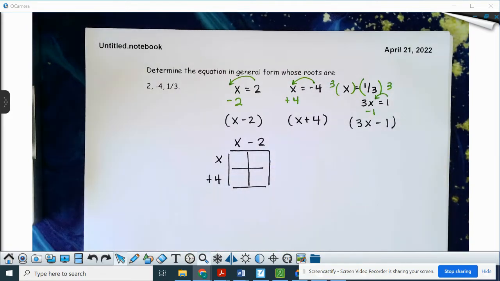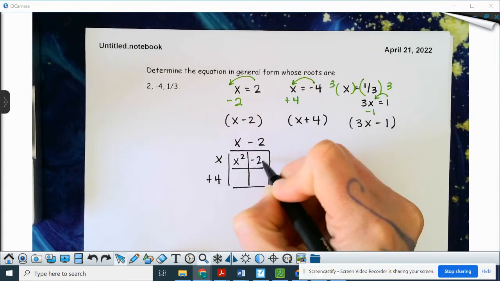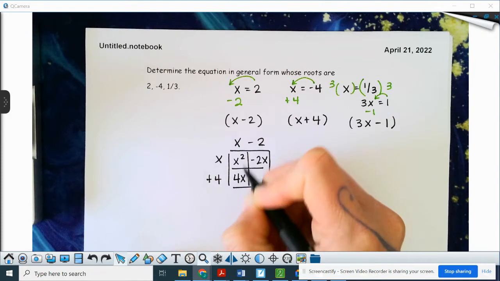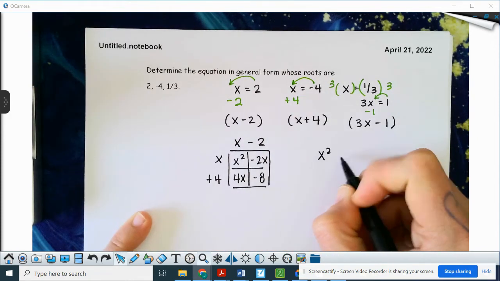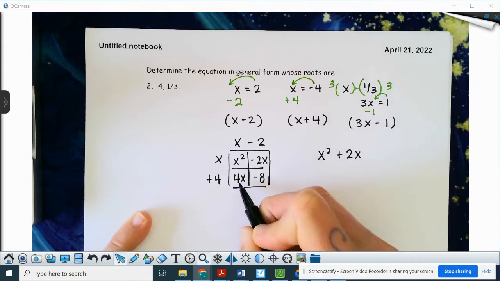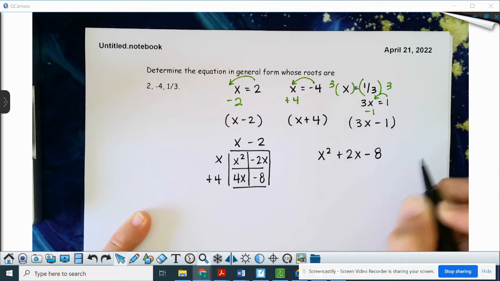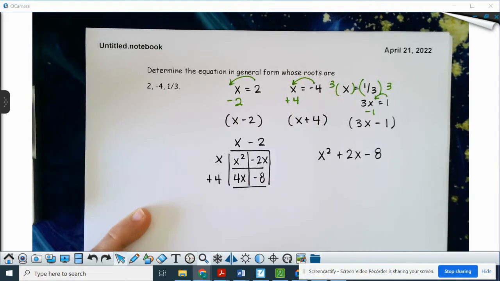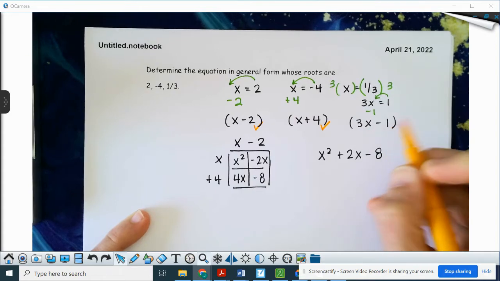X times x gives me x squared. X times a -2 is a -2x. 4x, and then -8. That now gives me x squared plus 2x, because positive 4x minus 2x, or plus a negative, is a positive 2x, minus 8. So I've now taken care of the first one and the second one, but I still need to take care of my 3x minus 1.